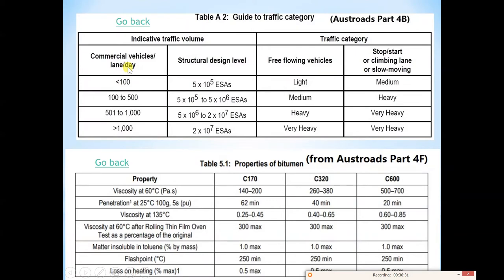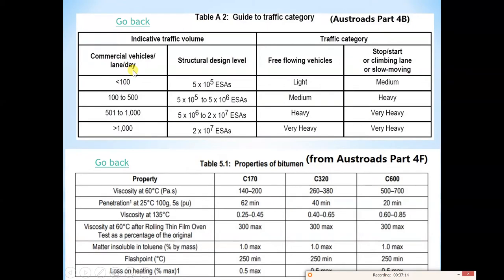So we have different amounts of commercial vehicles. Less than 100 is considered light in this free flowing category. If it's 100 to 500, it's considered medium. 500 to 1000 is considered heavy. And more than 1000 is considered very heavy. Bear in mind these are commercial vehicles, the semi-trailers or the big ones, not the small motor cars. And then we consider per lane per day.